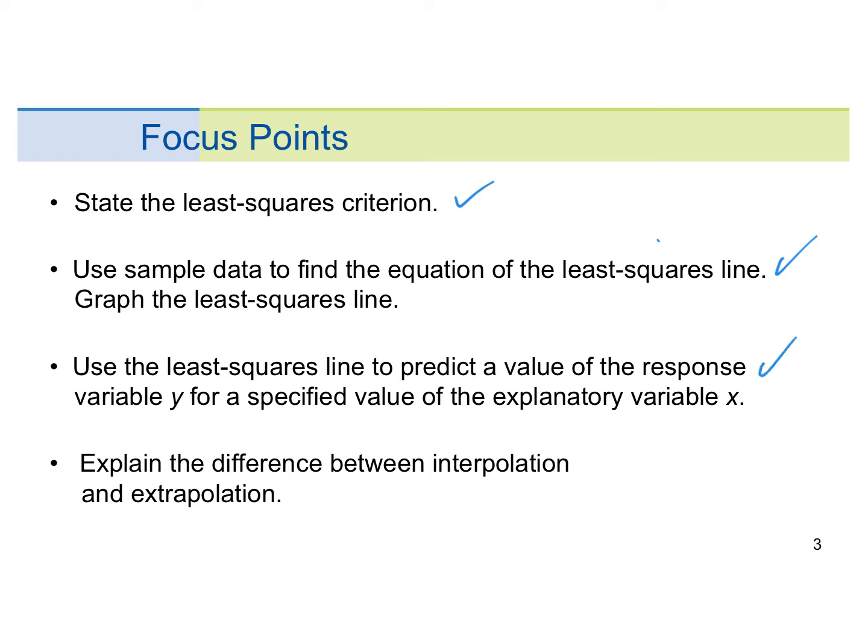We're going to use the least squares line to predict a value of the response variable y for a specified value of the explanatory variable. We're going to explain the difference between interpolation and extrapolation. Interpolation is if the data is within the realm of the numbers of your graph. Extrapolation is a little bit more. When you start going outside of the data of your graph. So let me explain that a little bit more.